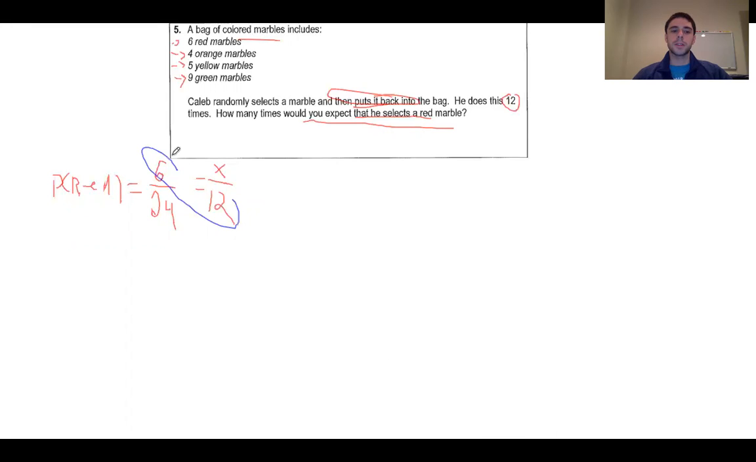Cross multiply, excellent. So we get 24x. It's going to equal 12 times 6. 12 times 6 is going to give us 72. And we divide both sides by 24 to solve for x.